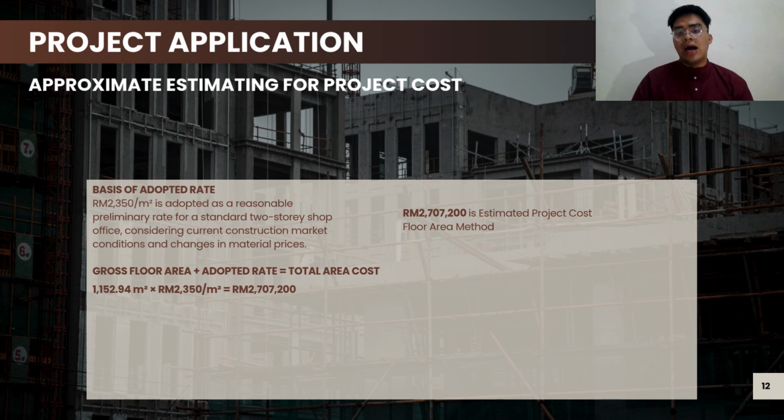Finally, let's look at how we get the total estimate. Adopted rate. We choose a standard rate of 2,350 ringgit per square meter, which fits the current market condition and material price. For the calculation, multiplying our total gross floor area of 1,152.94 square meters by this rate gives us the final amount. As the result, the total estimated cost for this project using the floor area method is 2,707,200 ringgit.